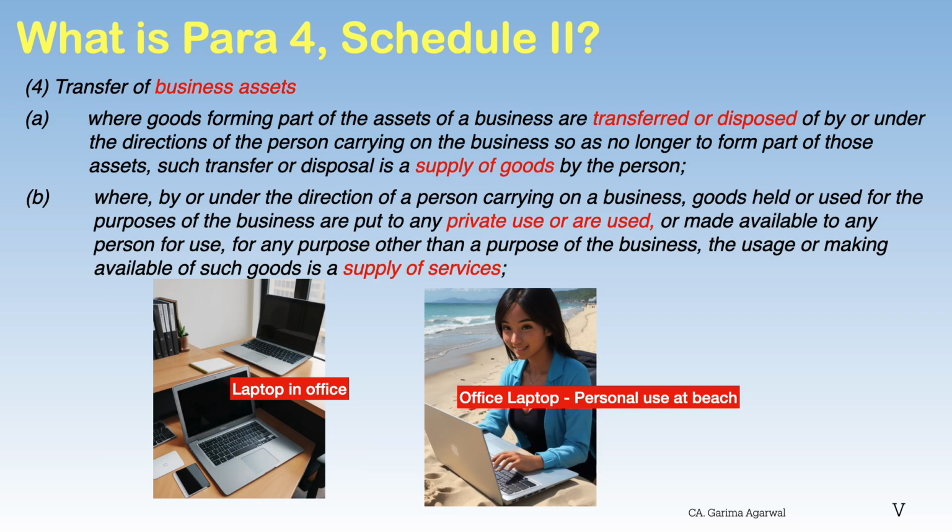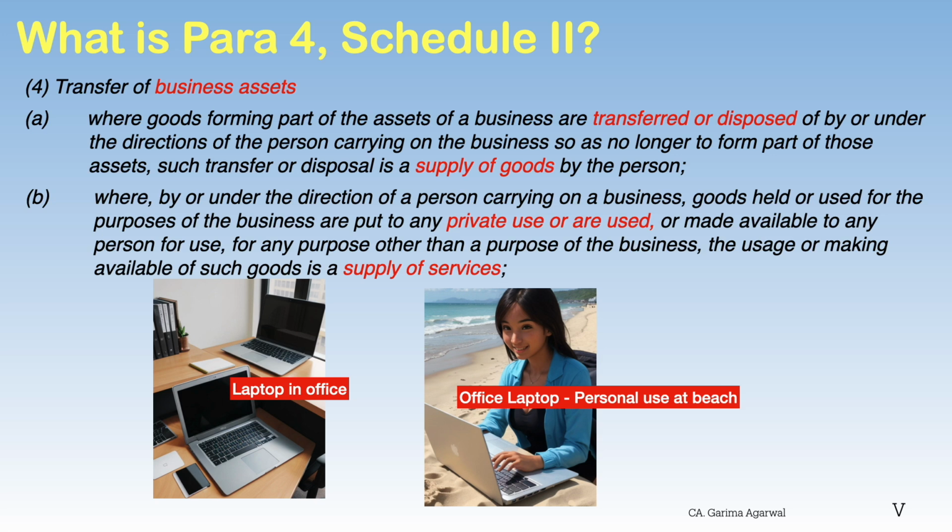Now let's discuss para 4 clause B. So what does the rule say? Transfer of business assets: where by or under the directions of a person carrying on a business, goods held or used for the purposes of the business are put to any private use or are used or made available to any person for use for any purpose other than the purpose of business. The usage or making available of such goods is a supply of services.